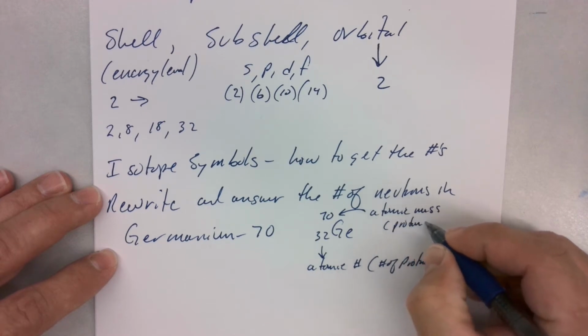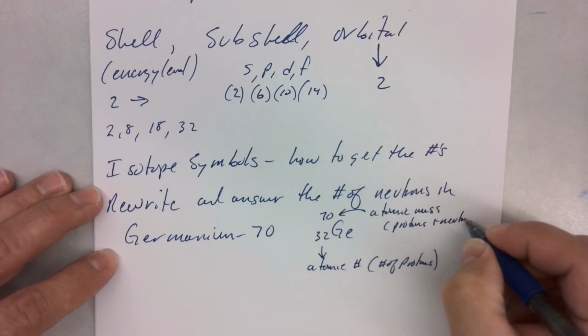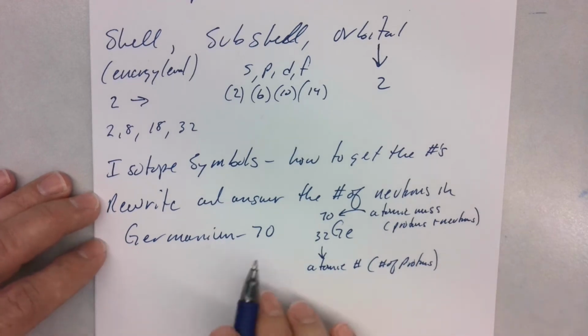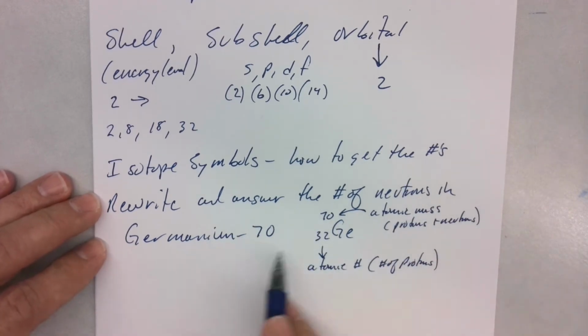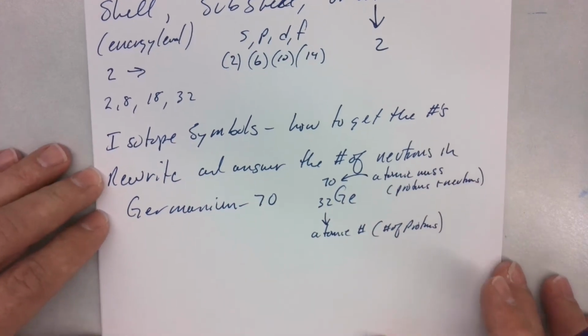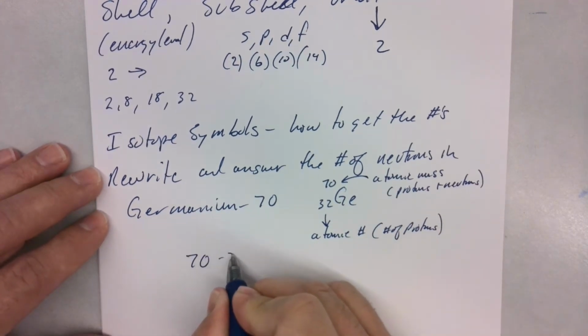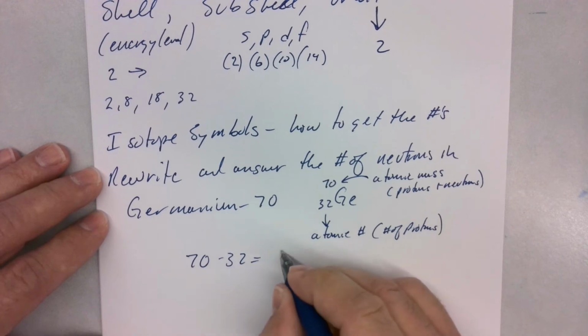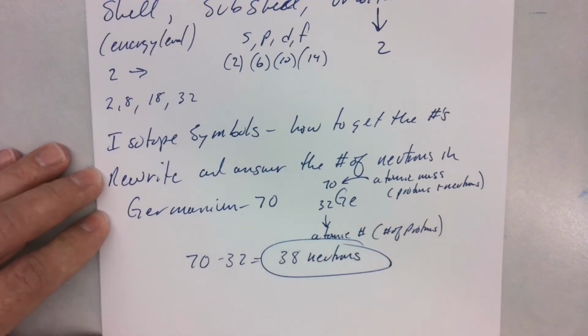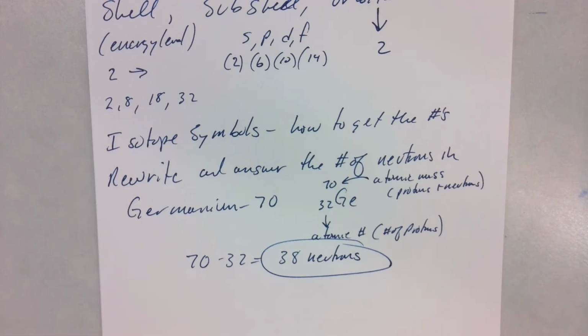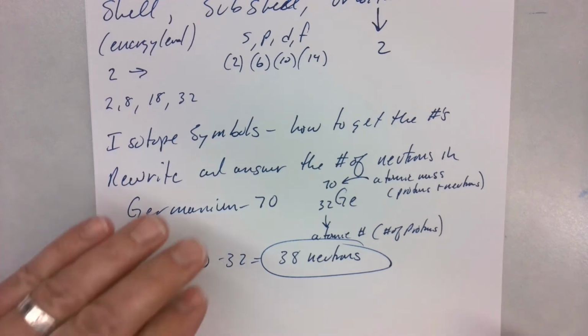Protons plus neutrons, right? So my question said, rewrite and answer the number of neutrons. How would I find the number of neutrons in that? 70. Yeah, I just go 70 minus 32, and that's going to give me 38 neutrons like that. Okay? I think we've talked about that a couple of different times, haven't we? Yeah? Okay. So that is that.